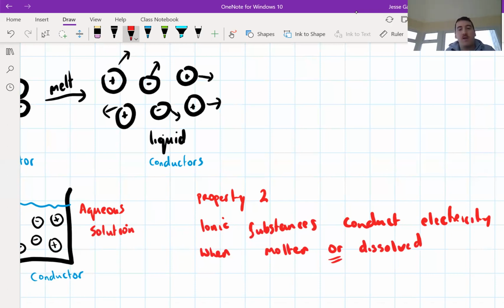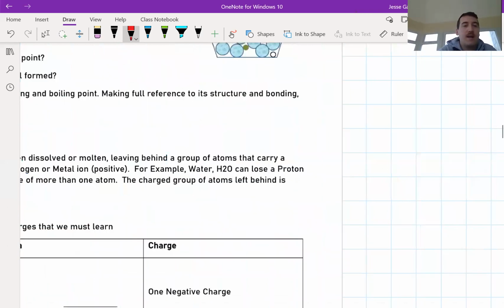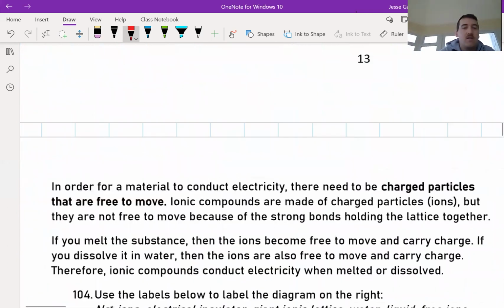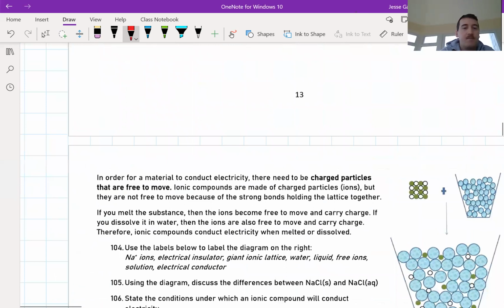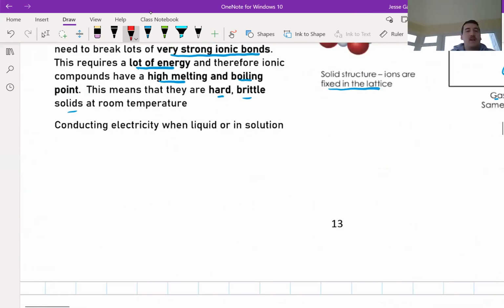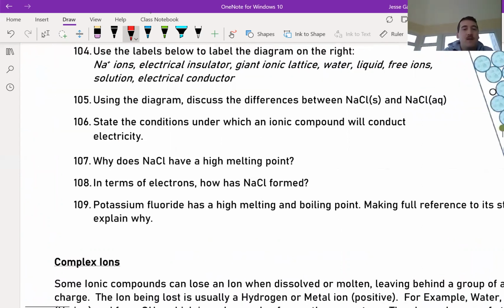So that's property 2. So property 1 again was that ionic substances have high melting and boiling points. Property 2 is ionic substances conduct electricity when they are molten or dissolved, only then. Okay, so it's really important. All right, let's go back and just very quickly take up the second property, property 2, is that ionic substances conduct electricity when molten, when liquid, or in a solution.